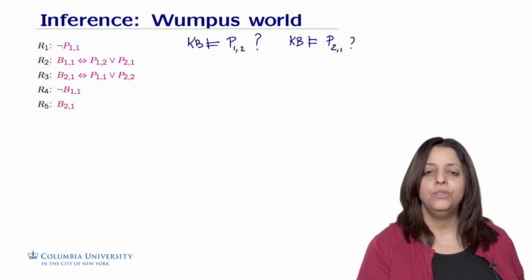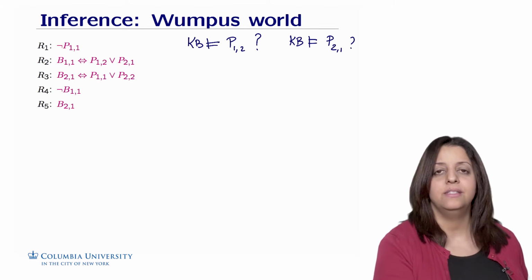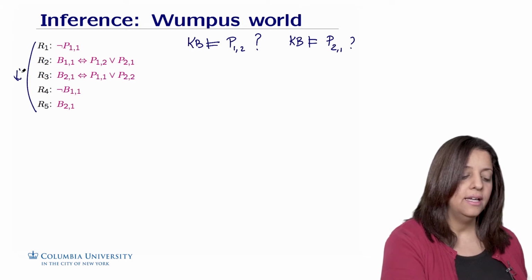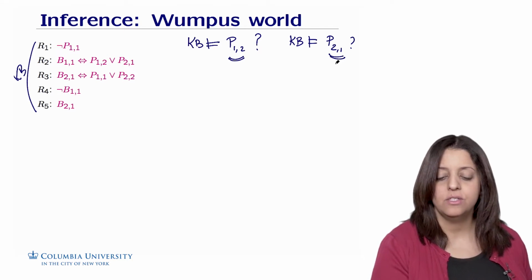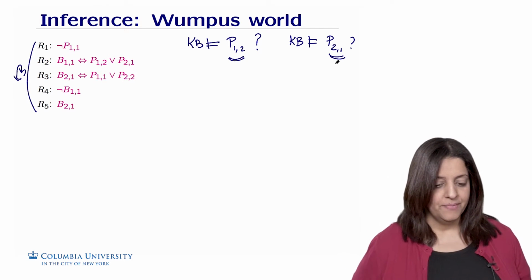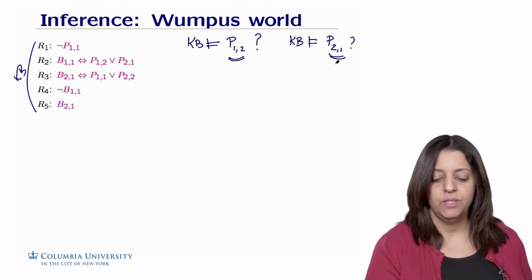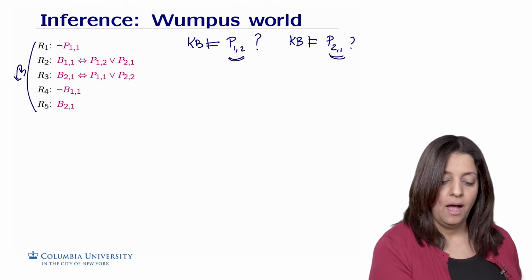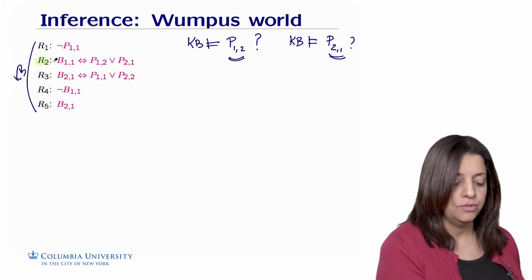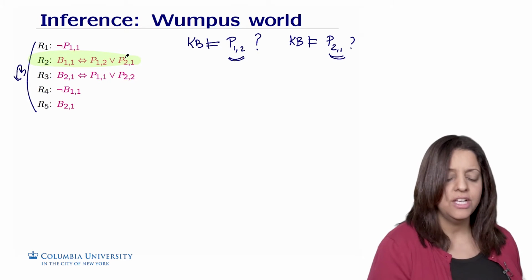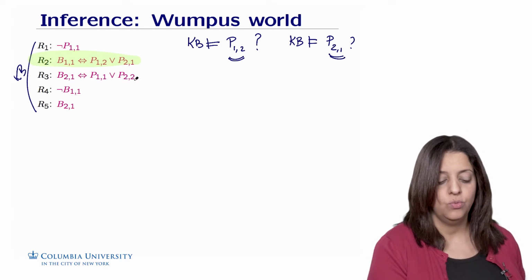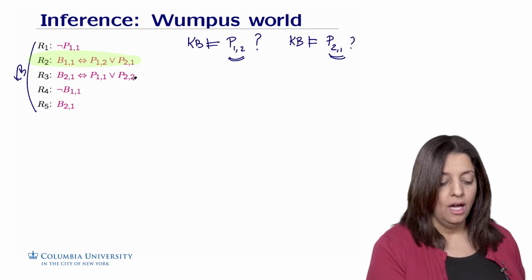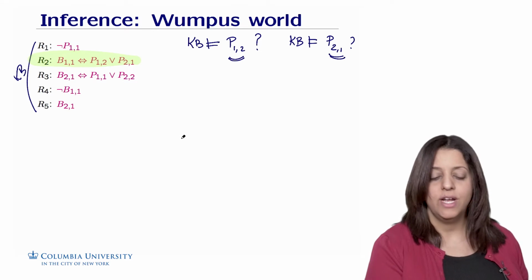Can we use inference rules on this knowledge base to derive information about whether this is true or false and whether this is true or false? First observation: P12 and P21 appear in rule number 2, this proposition here. So we can just focus on this one for now. This one does not have P12 and P21, so it is unlikely that this rule will lead through inference to these two elements that we are trying to prove.